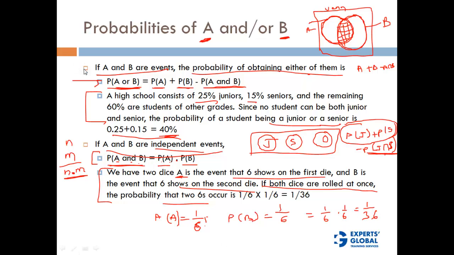So these are two fundamental concepts you need to remember with respect to probability. If A and B are events, the probability of obtaining either of them, the probability of A or B, is equal to the probability of A plus the probability of B minus the probability of A and B. And if A and B are independent events, then the probability of A and B is going to be the probability of A times the probability of B.